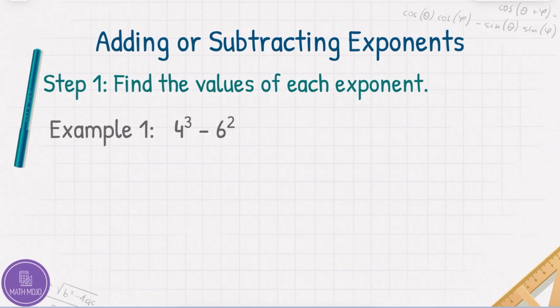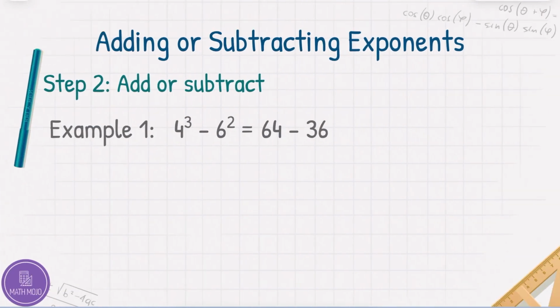Okay, so now we're going to find the values of each exponent in an equation. So we're going to find the values of each exponent first, and then we're going to subtract. So let's start off by finding 4 to the power of 3. So we can do 4 multiplied by 4 multiplied by 4. And we can put this in bracket form, and then we can do subtract, and then we can do 6 multiplied by 6. Now 4 multiplied by 4 multiplied by 4 gives us 64. And then 6 multiplied by 6 gives us 36.